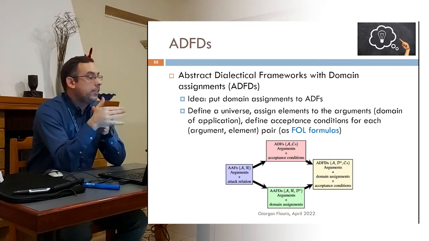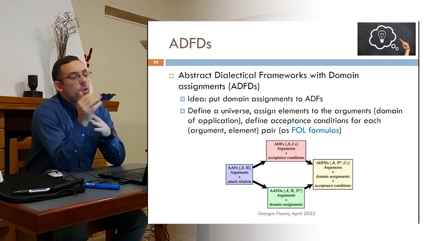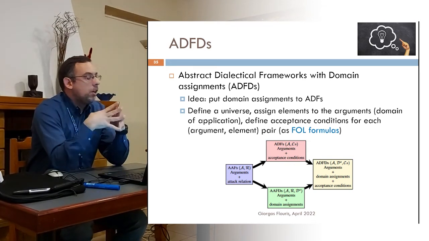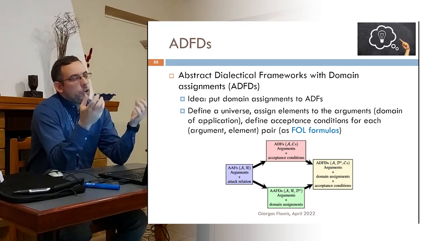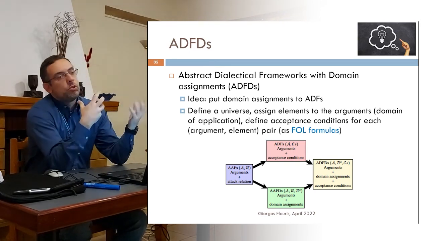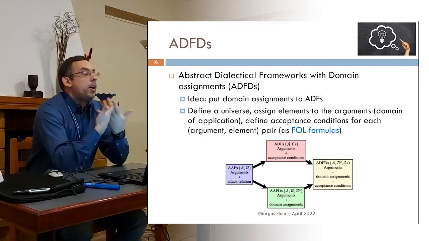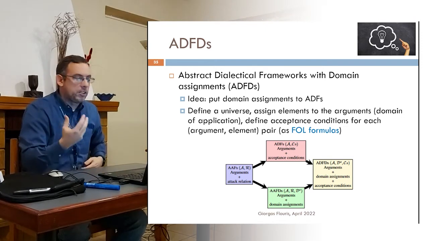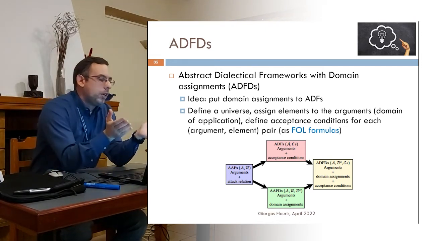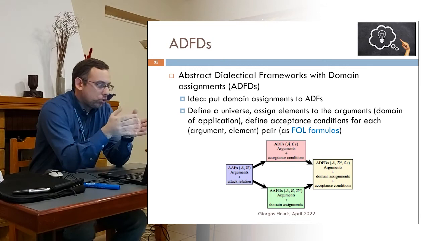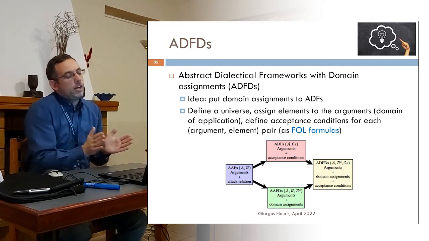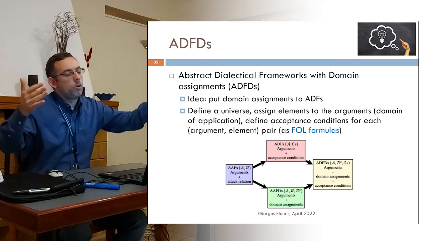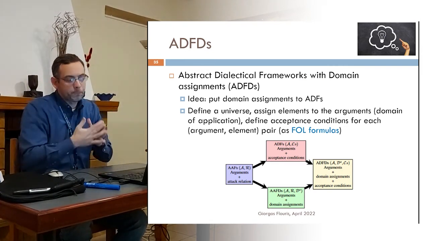Now we create the ADFDs, the abstract dialectical frameworks with the domain assignments. The idea is the same. We put domain assignments to ADFs. We define a universe, and using this universe and an assignment of the elements to domains, we have essentially an ADF, but a bit more expressive. This schema shows the evolution. We started with AAFs. We had two orthogonal types of extensions, one with acceptance conditions and one with domain assignments, and now we take them together to create the ADFDs.